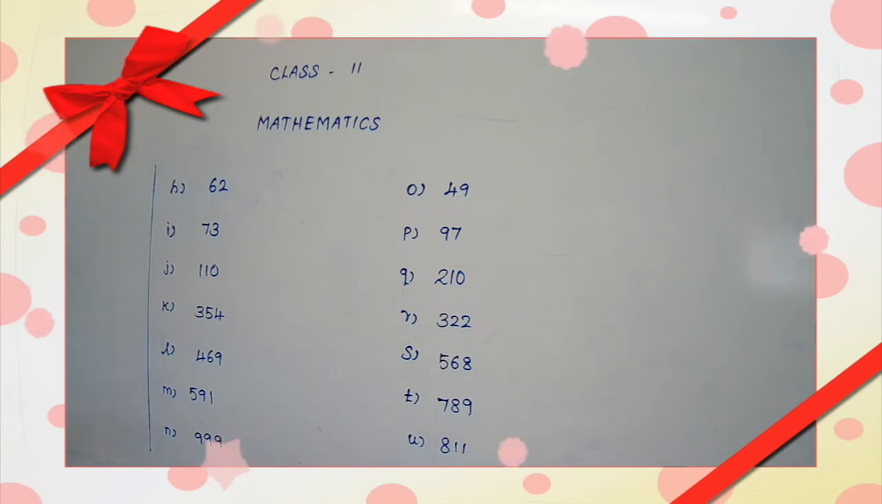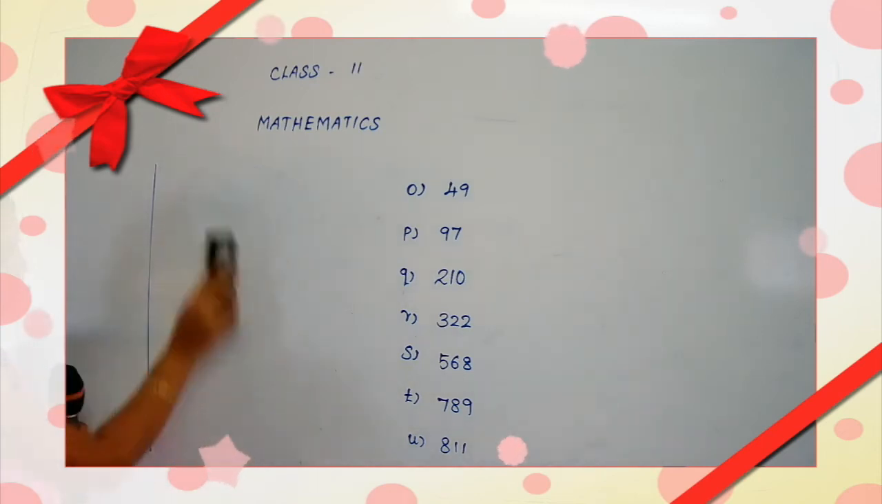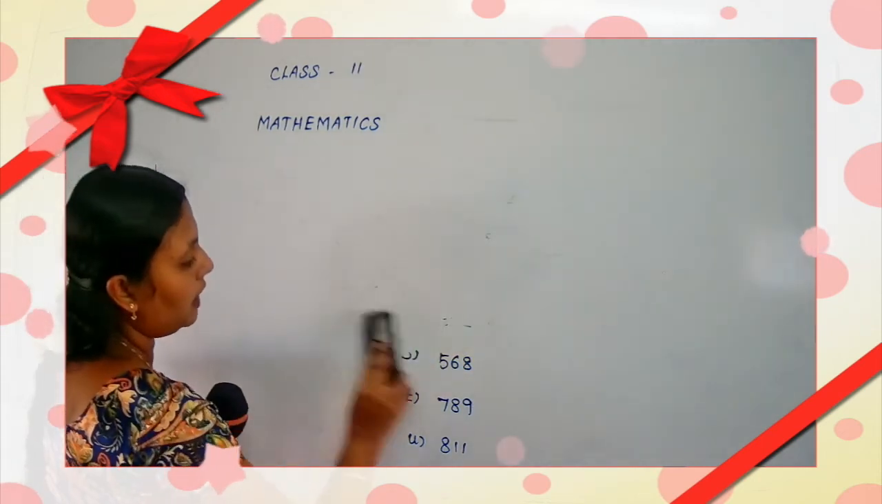First one, A, 56. Yes, 56. Which number is underlined? 6. Yes, 6. They have underlined the number 6. Okay, so in the face value place you take and write the number 6.